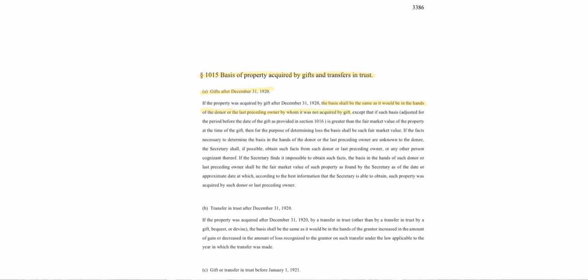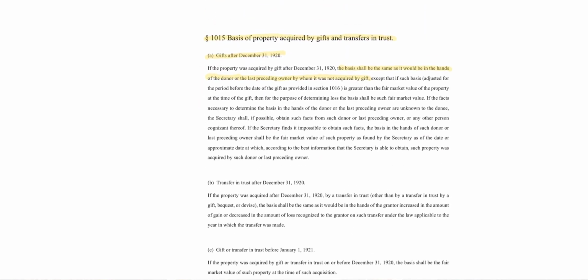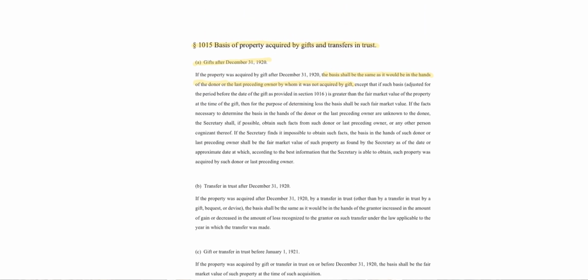And then it says later on that there's an exception, though, and here is the exception. It specifically says in the same subsection (a), except that if such basis is greater than the fair market value of the property at the time of gift, which is not the case. And if you continue reading, there's nothing else in there.